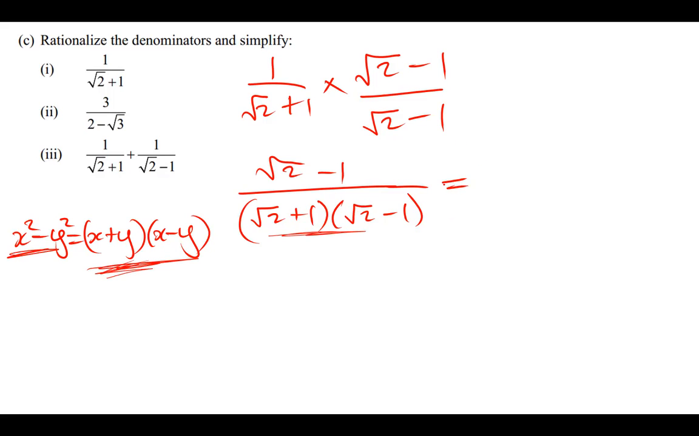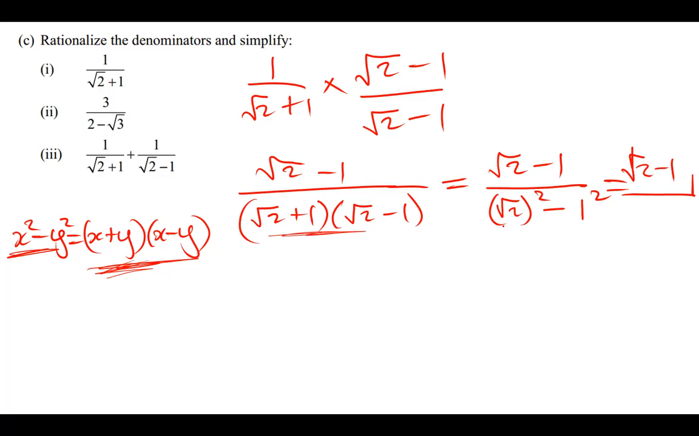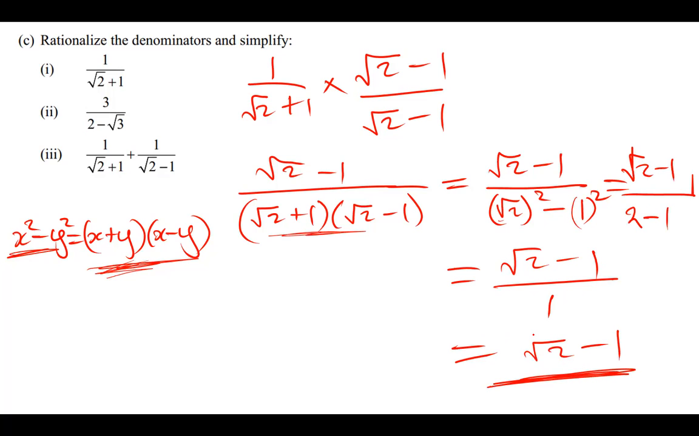So we can write this as the root of 2 minus 1 over root 2 squared minus 1 squared. So here the answer will be the root of 2 minus 1 over the root of 2 squared, the answer is 2. Then minus 1 squared, the answer is simply just 1. So when you simplify this, you have root 2 minus 1, everything divided by 1. Then the root of 2 minus 1 over 1, the answer is just root 2 minus 1. So this is how you do this. This is how we deal with such a question.